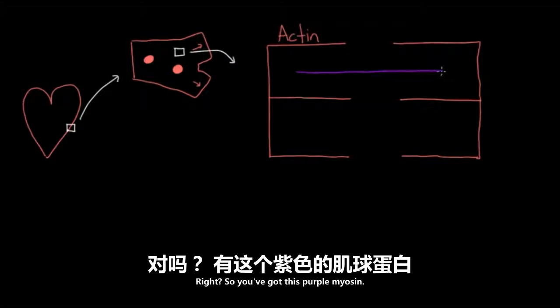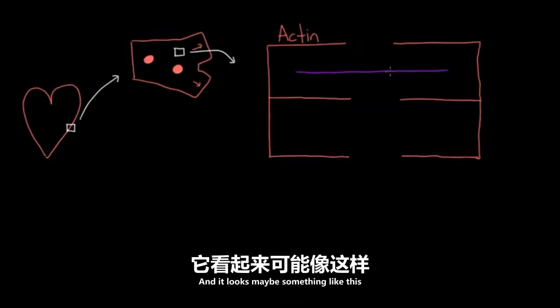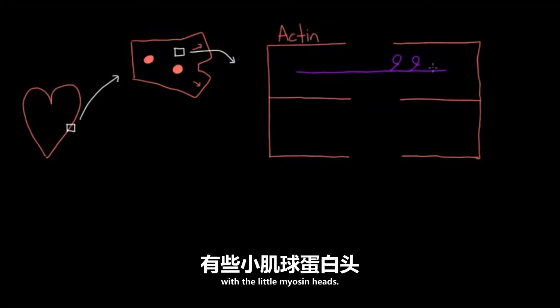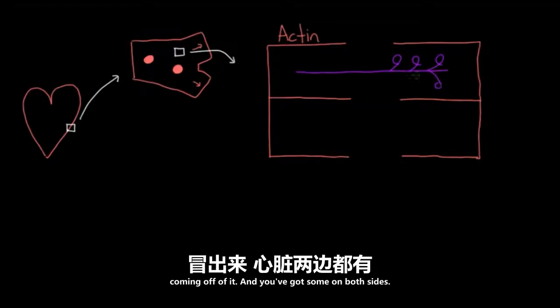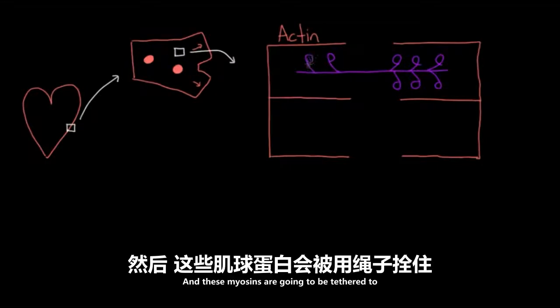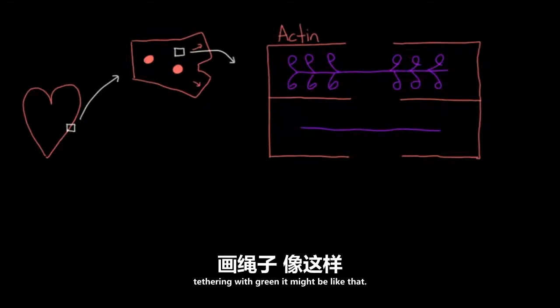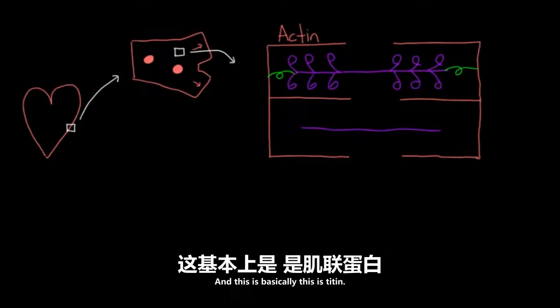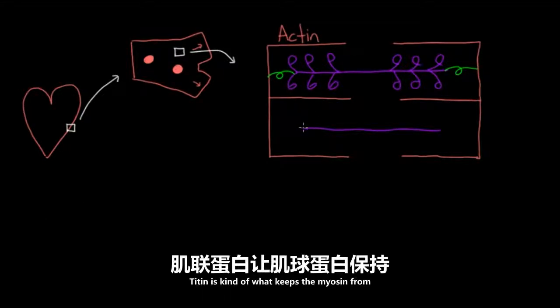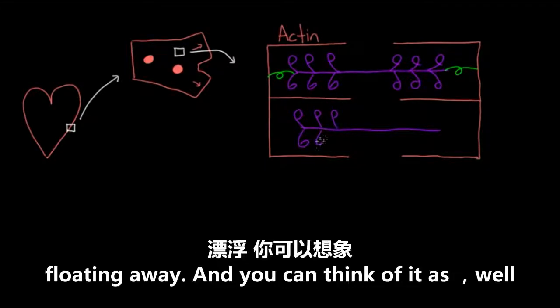So you've got this purple myosin, and it looks maybe something like this with little myosin heads hanging off of it. And you've got some on both sides. And these myosins are going to be tethered to the wall, right? This wall at the end, and I'll draw that tethering with green. This might be something like that. And this is basically known as titin. This protein titin is what keeps the myosin from drifting away, you could think of it as.